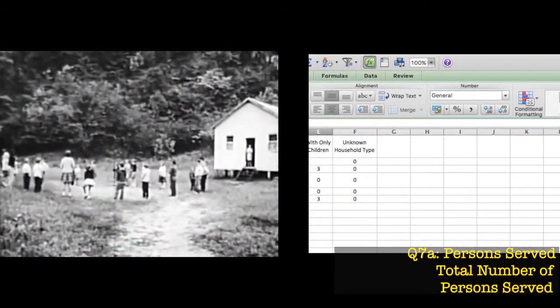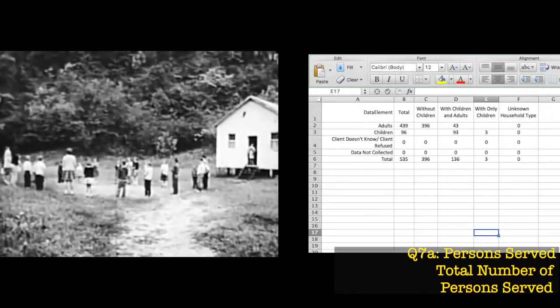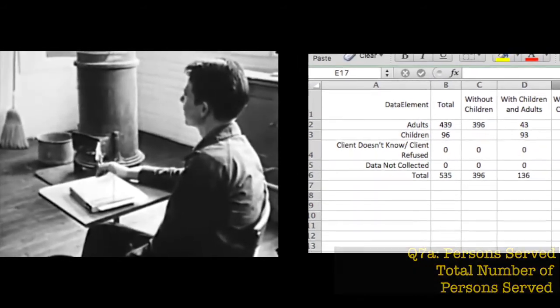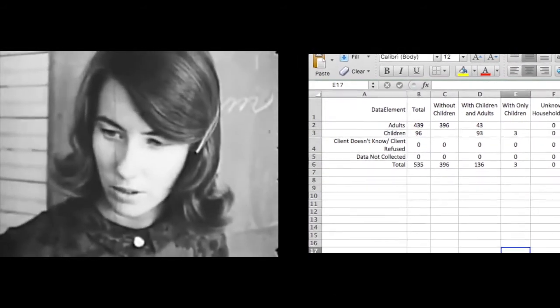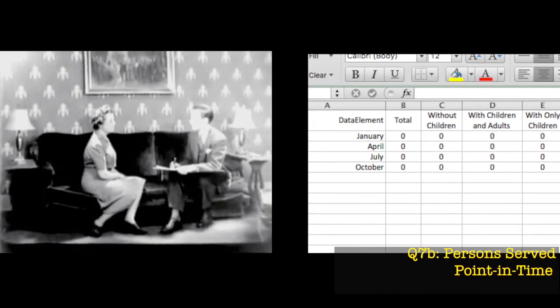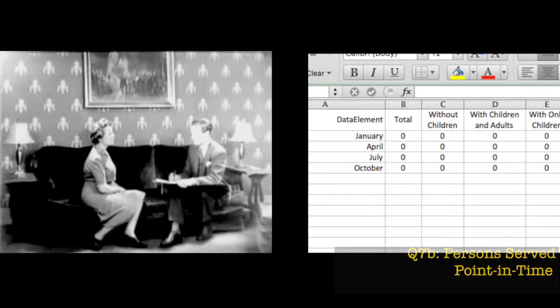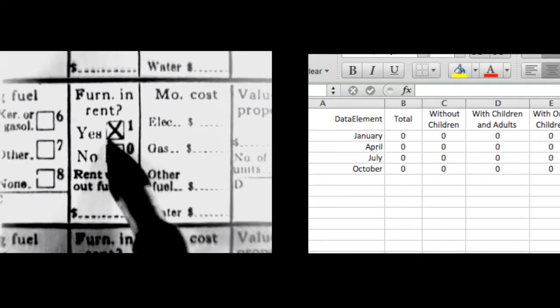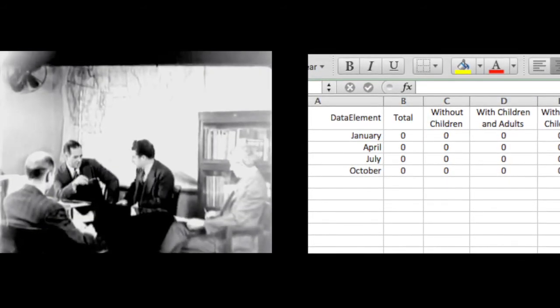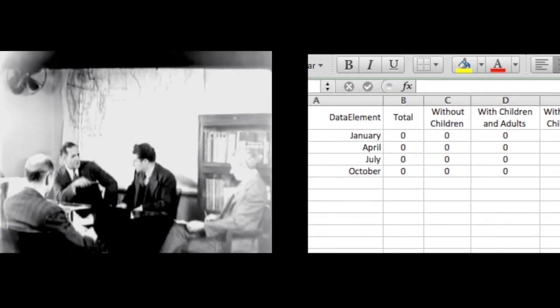Question 7A is about the number of persons served, and it breaks it down between adults and children. It's important that you always enter a client's birth date so that way HMIS can tell whether someone is an adult or a child when they enroll in your project. Question 7B is point in time count of persons on the last Wednesday of each of the months listed. This helps us with calculating your bed and unit utilization, which demonstrates community need to the COC and to HUD.